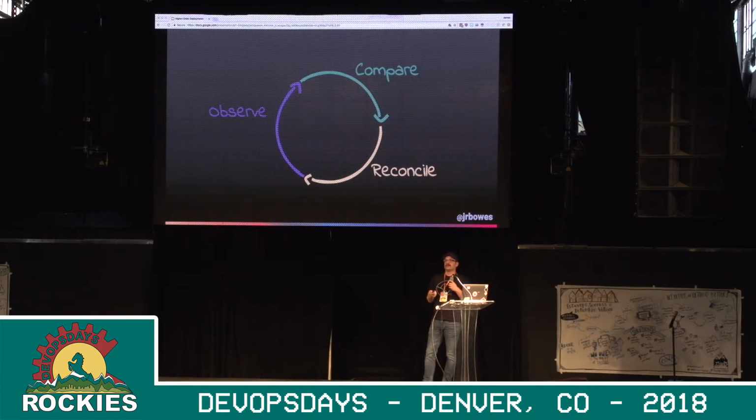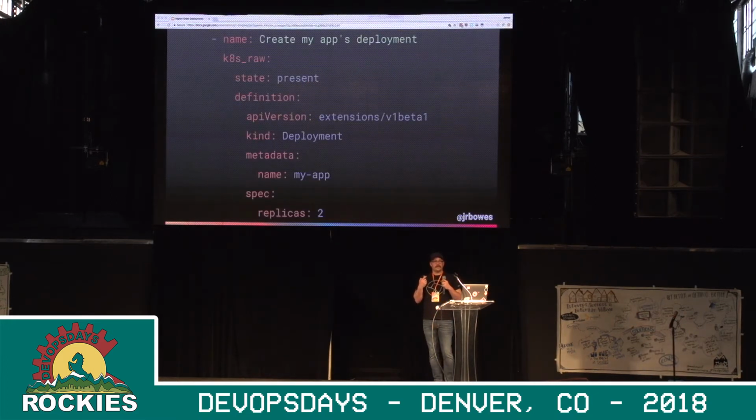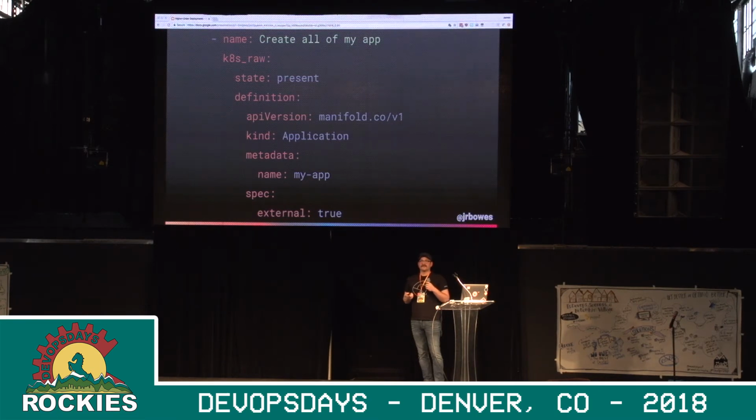Another really cool, probably even better point about this is that when you make your own resources in Kubernetes, they're accessible to other tooling. So this is a snippet from an Ansible playbook, and this is just using the k8s_raw module to create a deployment. But we can just call it with our own application and push up our own custom resource.